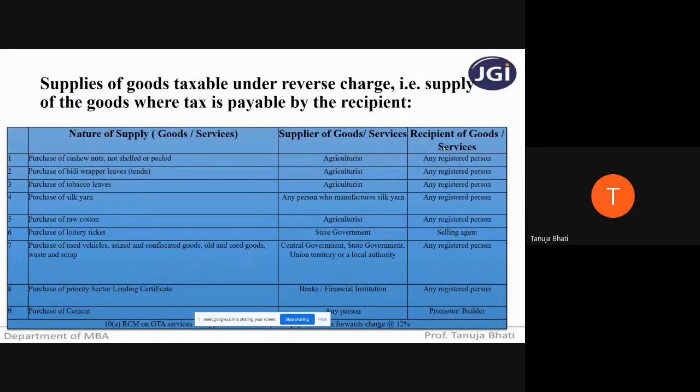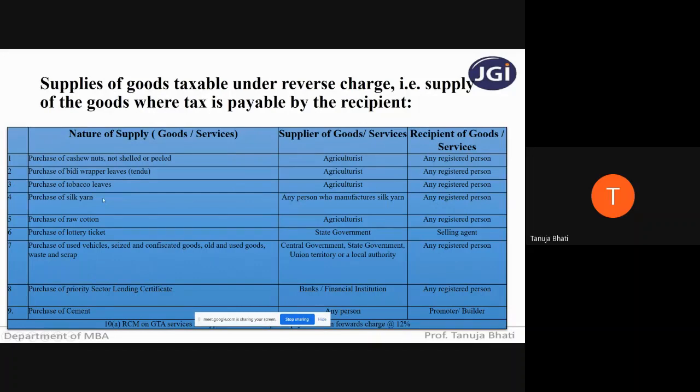Thus, any registered person, not the agriculturist, will pay tax to the government. Then purchase of BD wrappers: again the supplier is an agriculturist, and the recipient is a registered person who is liable to pay tax. Purchase of tobacco leaves: the agriculturist is the supplier, and any registered person is the recipient who is liable to pay tax to the government.